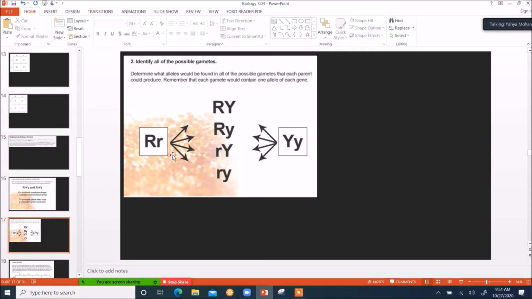So here's what we do. From the left, we could pick either capital R or lowercase r. And those could be paired with either capital Y or lowercase y. So these are the different possibilities that could go into one of the gametes. From here, you could pick a capital R and a capital Y. You could pick the capital R from the left, but with it, now you pick the lowercase y. Does that make sense?